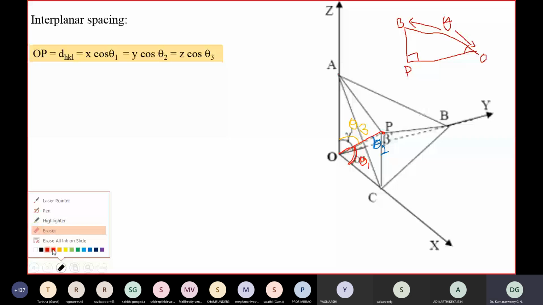With angles theta 1, theta 2, theta 3 respectively along X, Y, and Z axis. Sir, what is after respectively? Respectively means theta 1 corresponds to X, theta 2 corresponds to Y.